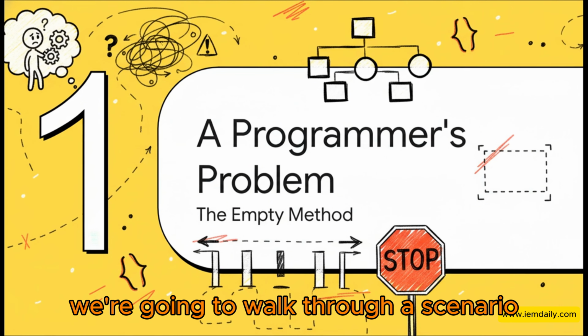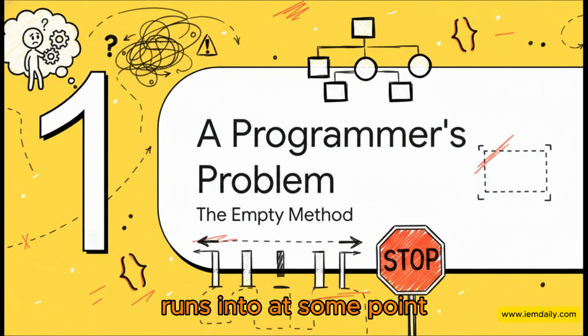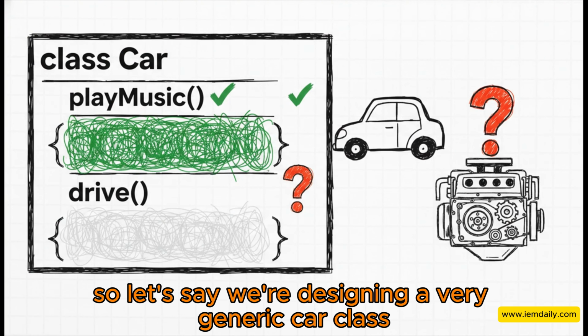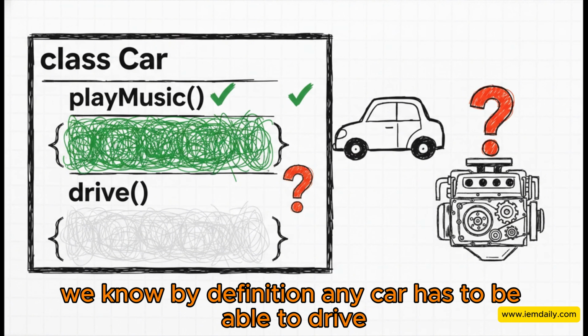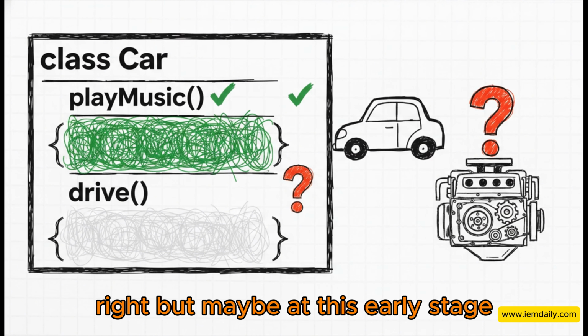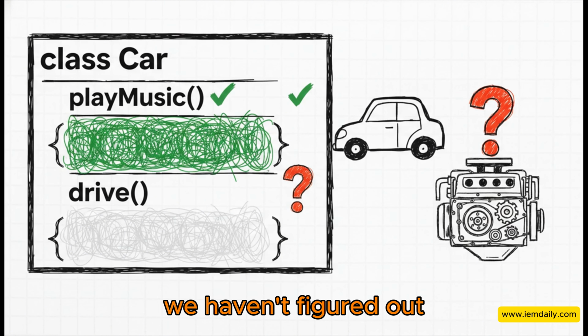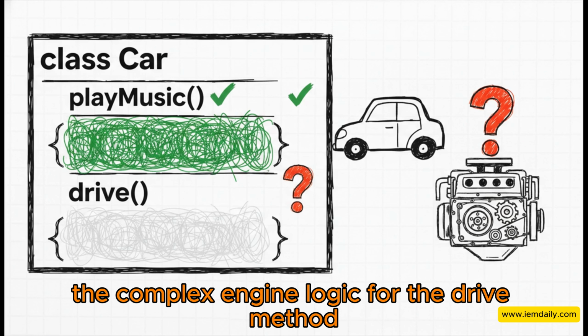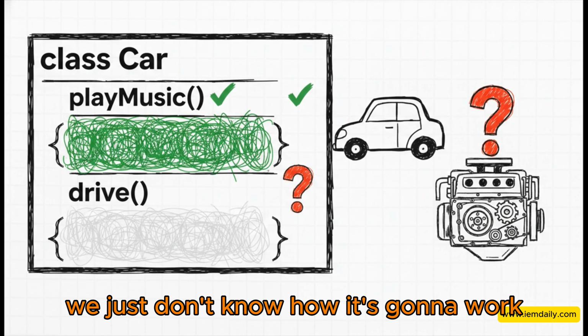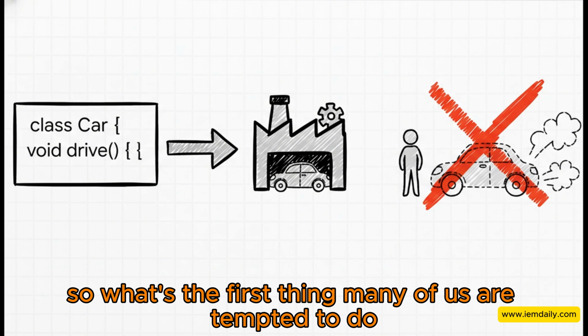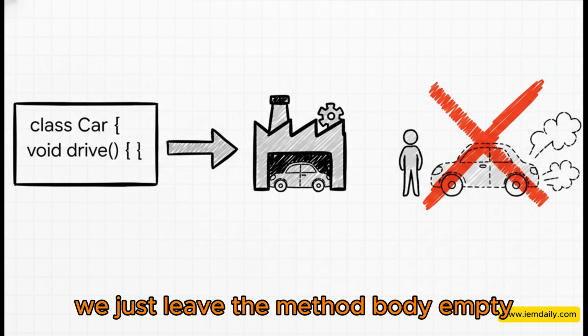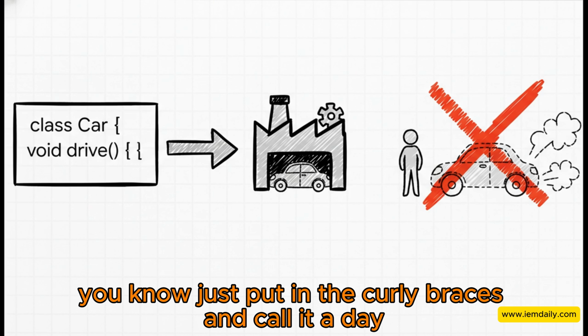We're going to walk through a scenario that pretty much every developer runs into at some point. So let's say we're designing a very generic car class. We know, by definition, any car has to be able to drive, right? But maybe at this early stage, we haven't figured out the complex engine logic for the drive method. We just don't know how it's going to work. So what's the first thing many of us are tempted to do? We just leave the method body empty. Just put in the curly braces and call it a day.